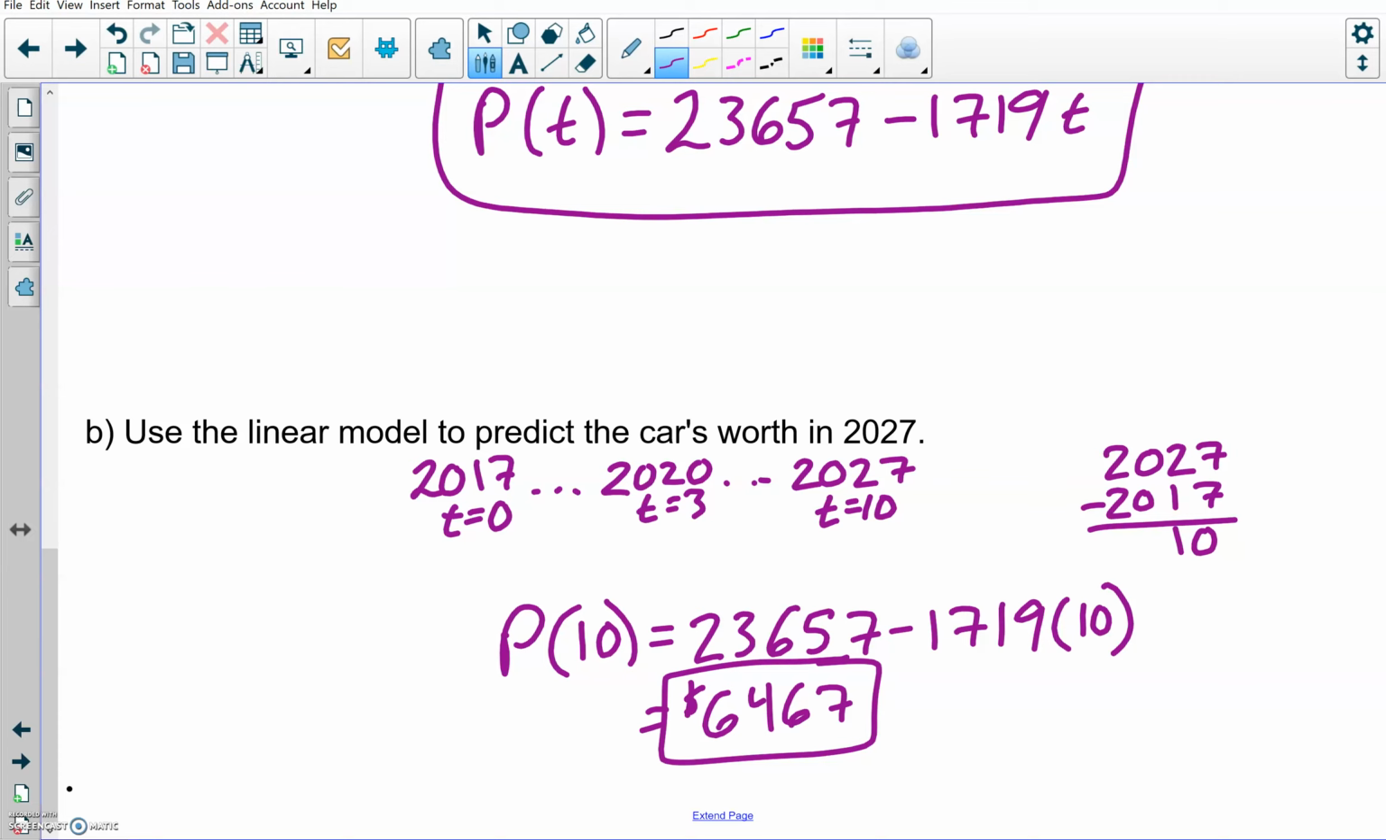Okay, so that's pretty much it in terms of the linear growth, the different types of problems you might see, different things you might be asked to do with them, and different ways of getting that common difference, that changing amount per unit. So if you have any questions about this, make sure you ask so that I can help you.